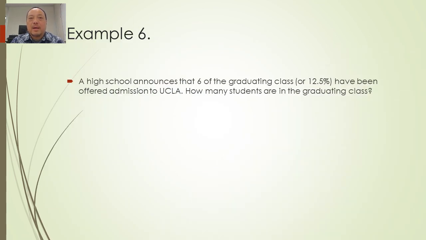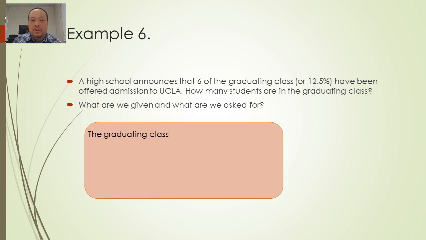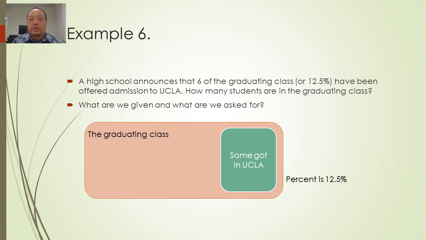Next example. A high school announces that 6 of the graduating class, or 12.5%, have been offered admission to UCLA. How many students are in the graduating class? Again, we ask ourselves, what are we given and what are we asked for? Draw a diagram. There's a graduating class. Some got in UCLA. And we're told that percent is 12.5%. And we're also told the number getting into UCLA is 6 people. And we don't know the size of the graduating class. In fact, that's what the question asks for.